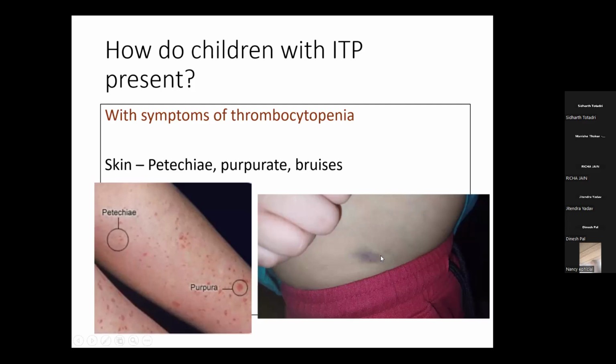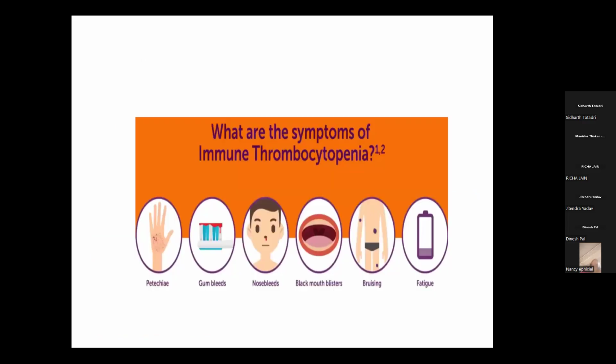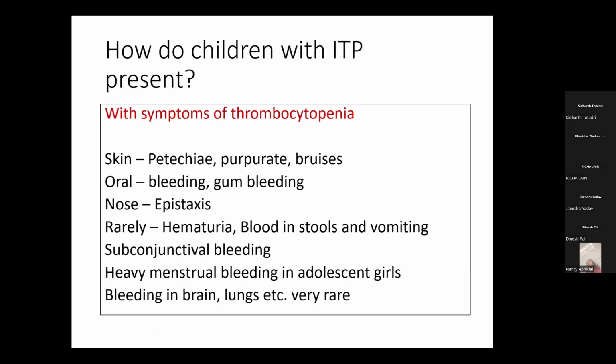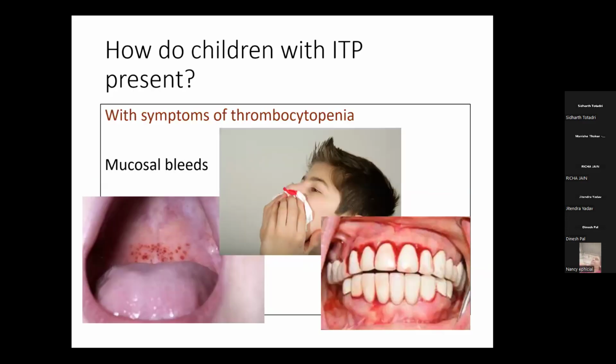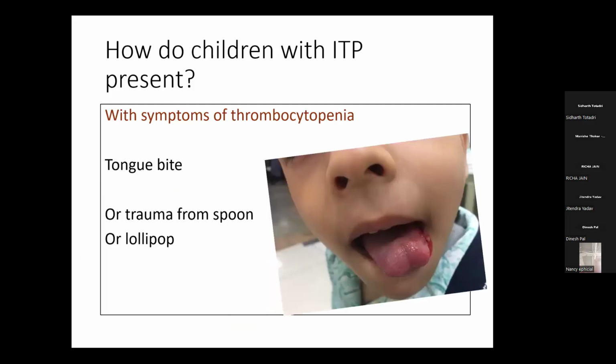And we can see bruising, one of the hallmark signs of ITP in children, unexplained bruising with or without trauma. And in oral care, we can find oral bleeding, gum bleeding, nose bleeding, epistaxis. Rarely hematuria, blood in stools and vomiting, subconjunctival bleeding, heavy menstrual bleeding in adolescent girls, bleeding in brain, lungs, etc. With mucosal bleeding, oral bleeding, and nose bleeding, tongue bite by spoon, lollipop, bleeding may occur by this.